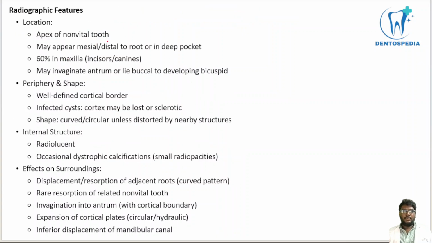Coming to the radiographic features, it is commonly located at the apex of the non-vital tooth. Okay, and it has a well-defined cortical border, and sometimes dystrophic calcifications might be present inside the cyst. And in a few cases and also in large cysts, there might be inferior displacement of the mandibular canal.